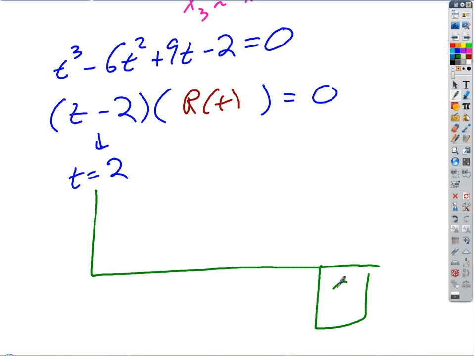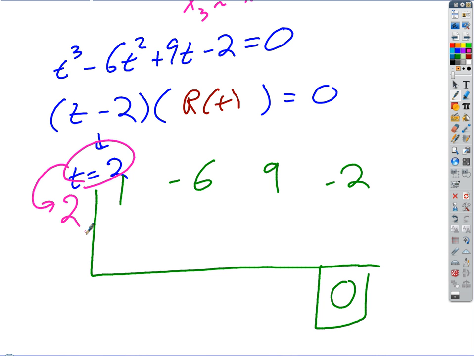It divides evenly. Okay, what goes up here? The coefficients in order, including 0 coefficients. There aren't any here, but if I were missing a power of t, that would constitute a 0 coefficient, right? So I've got to have 4 of them here: a 1, a -2, a 9, a -6. And what goes out front? 2, right? The 0 of this factor goes out front. And now I just do my synthetic division. So I bring this guy down, so that's a 1.